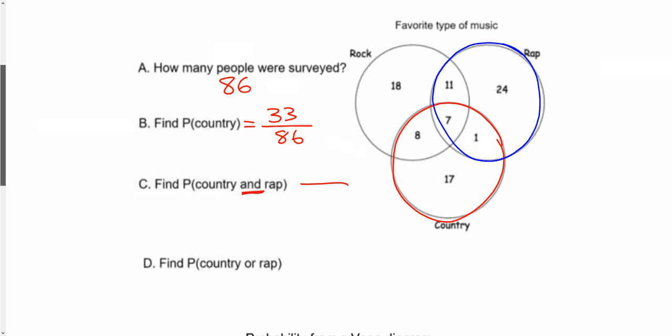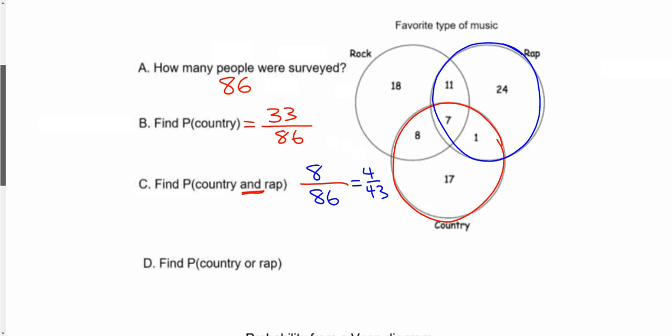And the probability is going to be the overlap of those two. So the bottom is 86. What's the top? What is it? It's 8, yes. Which reduces to 4 over 43? Yes. So there's our answer.